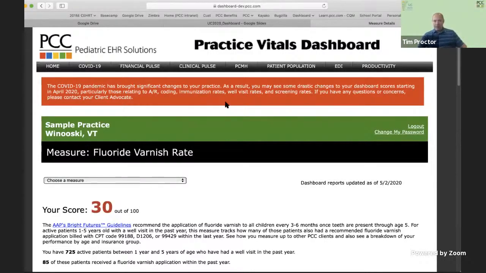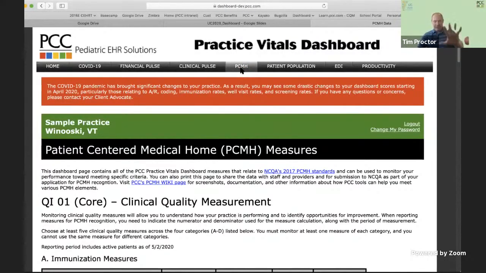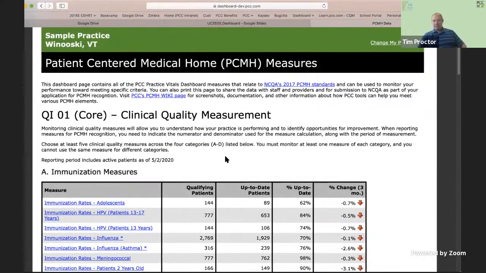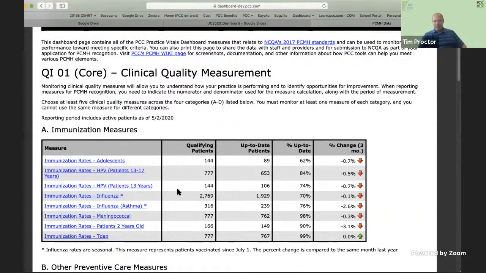All right, so just for reasons of time, I'm going to jump to this PCMH page and a few other highlights here that I wanted to mention. I find this PCMH page is probably going to be the most helpful if you wanted to see a summary of your clinical performance for all measures in the dashboard. This page has it. You can print this page. It's not the most printer-friendly page, but you can print this page from the browser. And it will identify the number of patients, qualifying patients, number up to date, a percentage, and then an indication of how this has changed in the last 3 months.